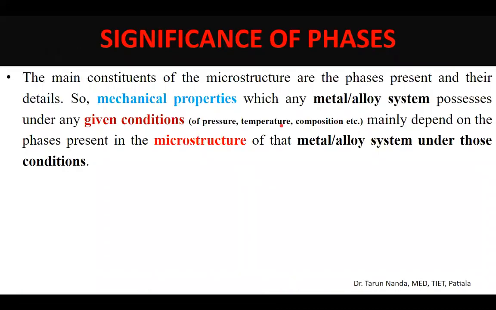Now, what is the significance of phases and how do they affect the microstructure? Because I said that it is a peculiar microstructure which gives you some specific mechanical properties. So the next question which the students can ask us is, sir, how does the microstructure affect the properties? There's a typical way how the microstructure of a material system affects the mechanical properties of that material system. It affects the mechanical properties both by the grain size as well as by the phase details.